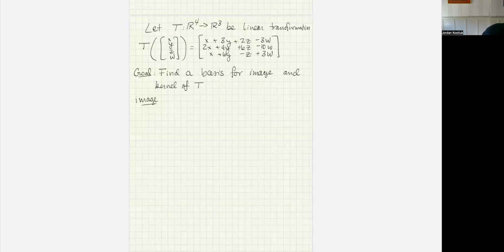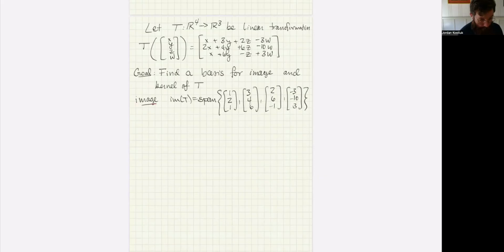So the image, recall we found that the image was the span, well, really what this corresponded to was the first of the columns of the standard matrix. So the span of (1, 2, 1), (3, 4, 6), (2, 6, -1), and (-3, -10, 3).